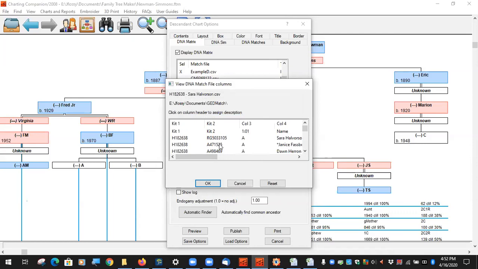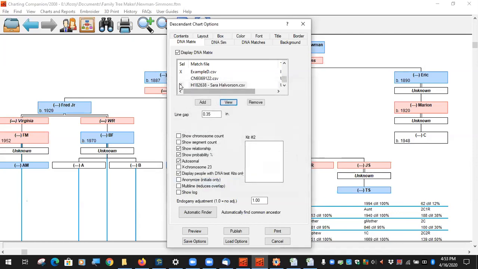See, that was A417525. This is my sister. Here's me, that's AD. You just assign these kits to the known people in your tree. So that's how you can take an unknown file and do it.